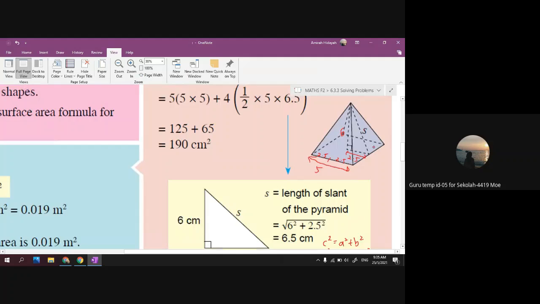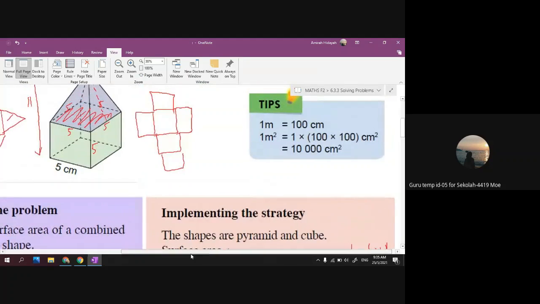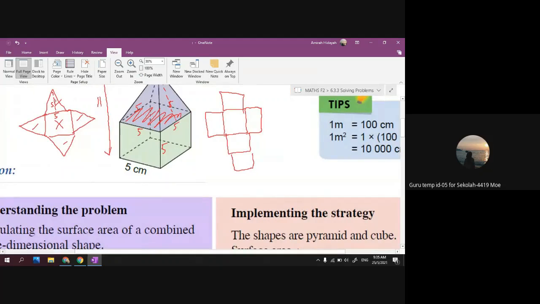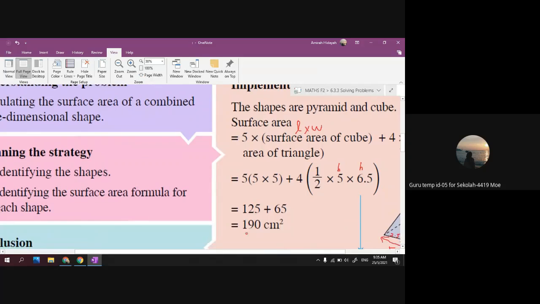So since S is the height for the triangle, so sebab itulah dekat dalam ni dia tulis 1/2 times 5 times 6.5. So 5 ni adalah base dia. 6.5 ni adalah height dia untuk triangle tu. So kamu totalkan kedua-duanya. So 125 plus 65 you will get 190 centimeter square.